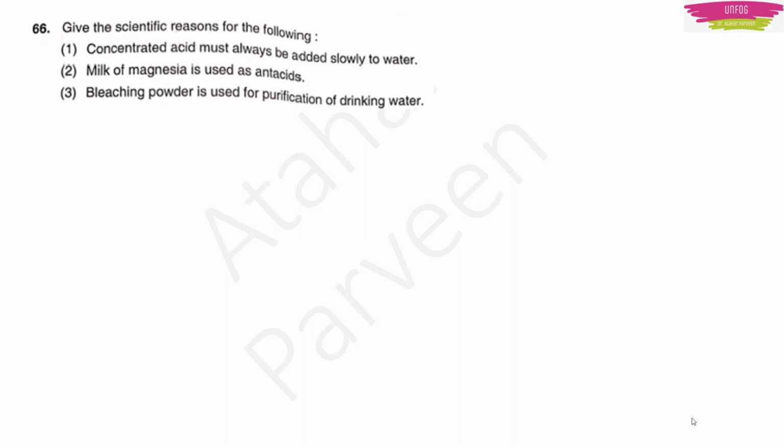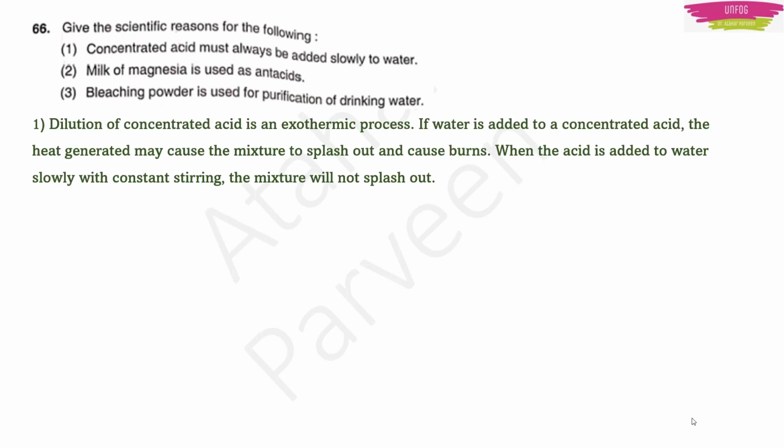Give the scientific reasons for the following. First is, concentrated acid must always be added slowly to water. That means you have to answer why concentrated acid must always be added slowly to water. See, dilution of concentrated acid is an exothermic process. If water is added to a concentrated acid, the heat generated may cause the mixture to splash out and it may cause burns on you. When acid is added to water slowly with constant stirring, the mixture will not fall upon you. It will not splash out. That's the reason why we take precautions while adding acid to water.